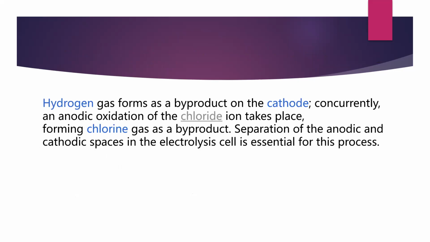Hydrogen gas forms as a byproduct on the cathode. Concurrently, an anodic oxidation of the chloride ion takes place, forming chlorine gas as a byproduct. Separation of the anodic and cathodic spaces in the electrolysis cell is essential for this process.